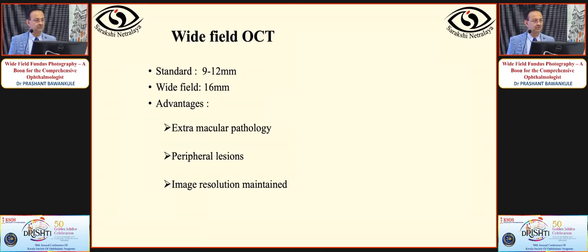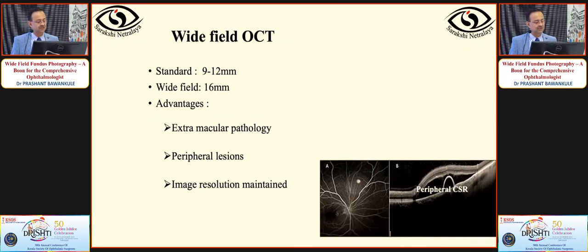First, we'll talk about the wide field OCT. In a standard field, you see a scan width of about 9 to 12 millimeter length, and in a wide field, you can see up to 16 millimeter. And now we have a technology where you can have a scan OCT right from ora to ora as big as this. And it offers you a lot, especially when you have a concomitant pathology as well as extramacular pathologies.